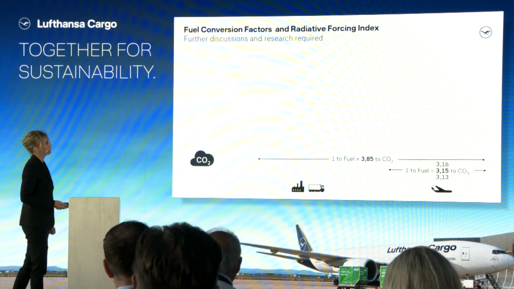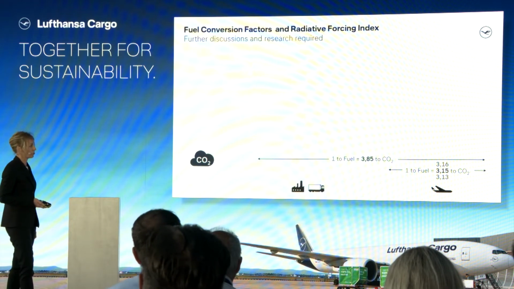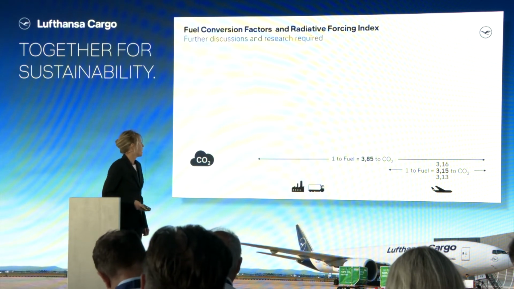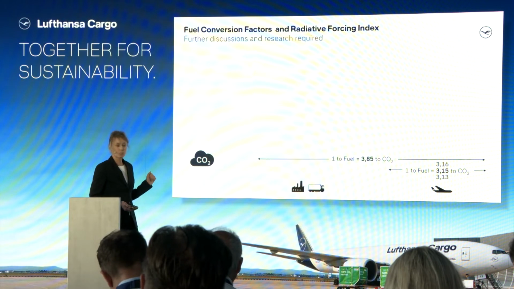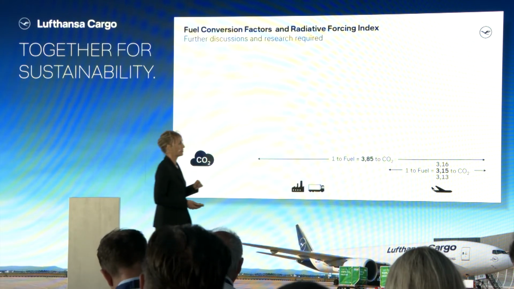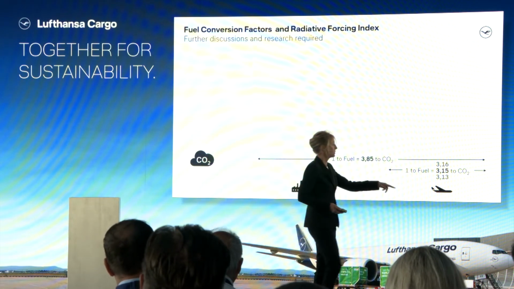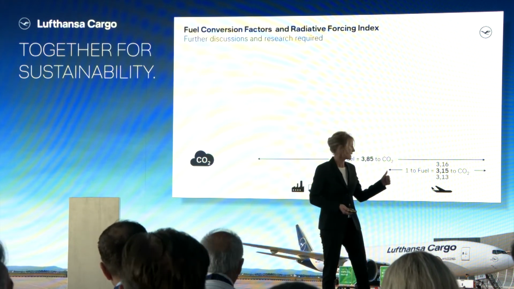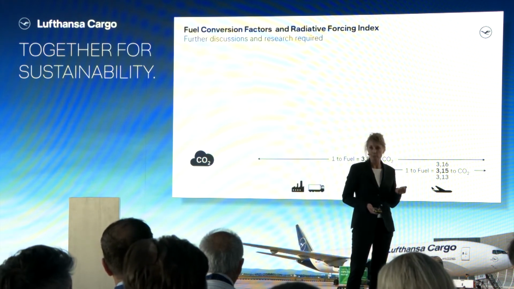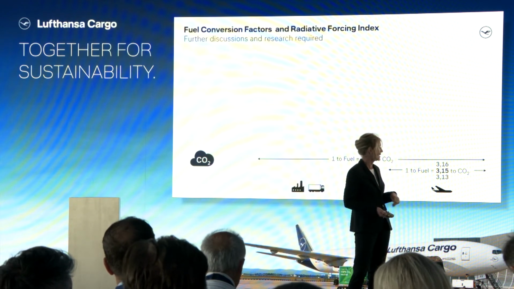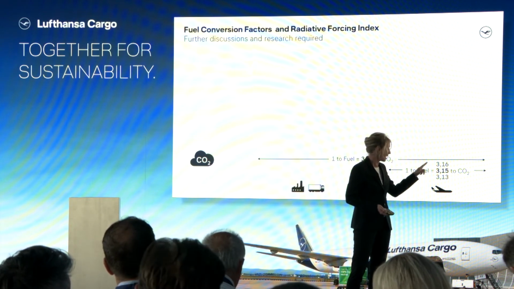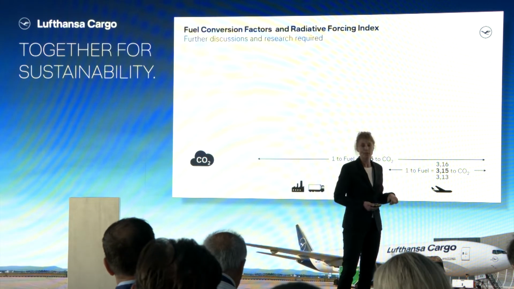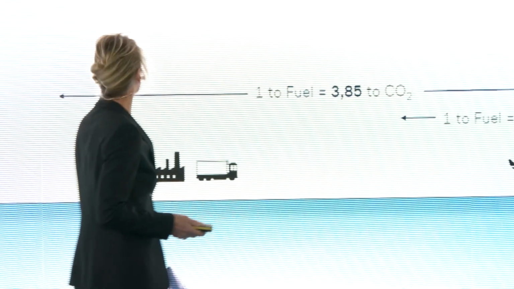The fuel conversion factor and the radiative forcing factor are also taken into consideration. The conversion factor says how you convert fuel into carbon dioxide, which is very normal. A commonly used one is 3.1 tons of CO2. This is used by the ETS system. It's used by the recommended practice and also by Lufthansa. But you can also use other calculation methodologies, for instance, the ICAO calculation methodology.